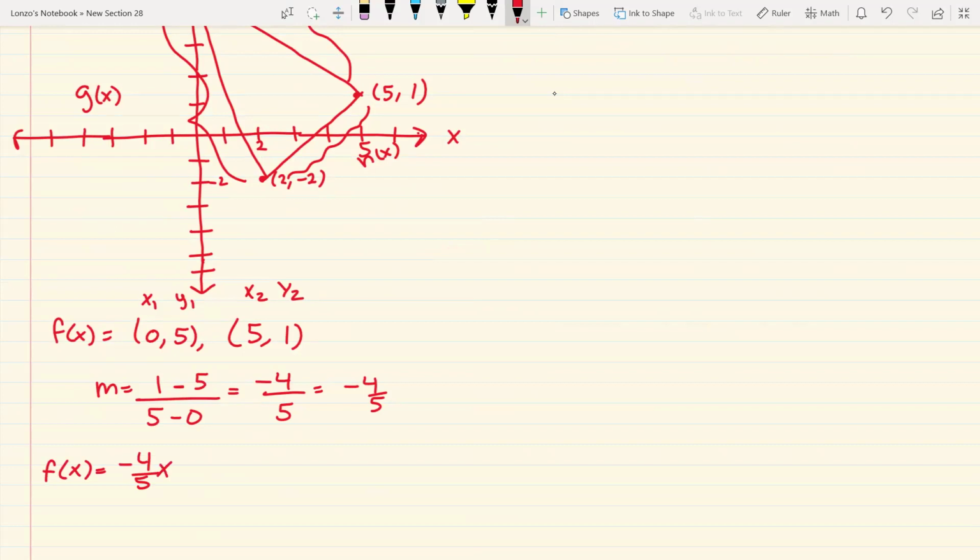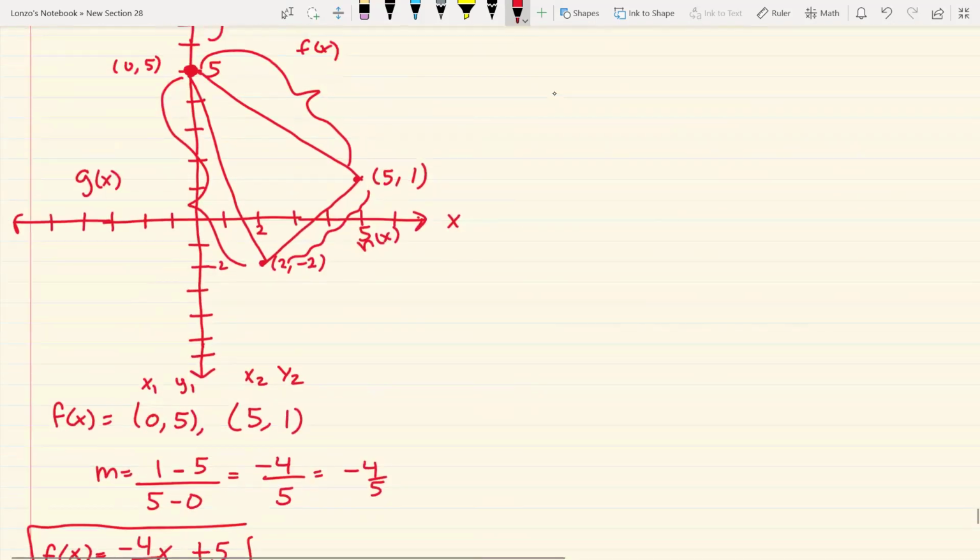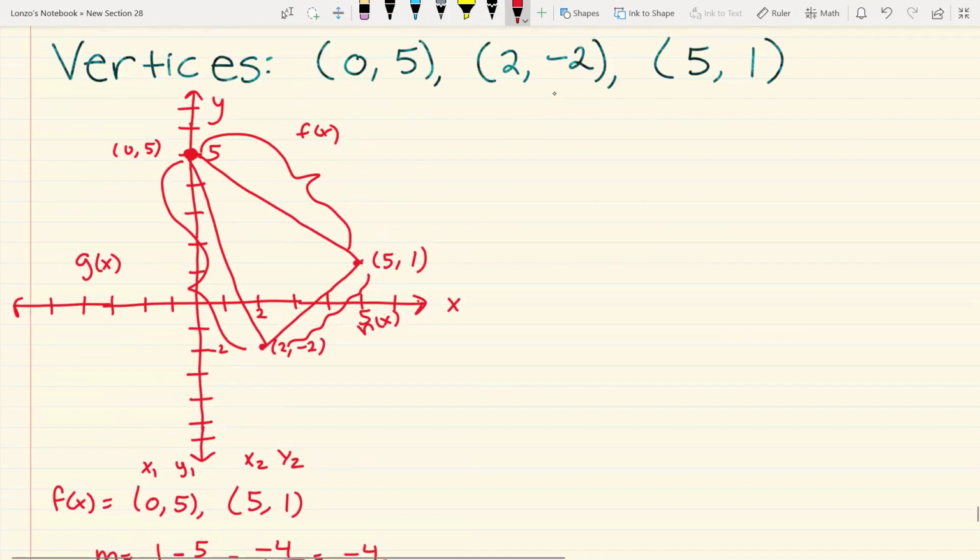And then your b value actually is given. Your b value is the y-intercept, which it actually tells you 0, 5, which is 5. Okay, I'm going to kind of box it. This is not our answer. Now let's find the line for h of x.